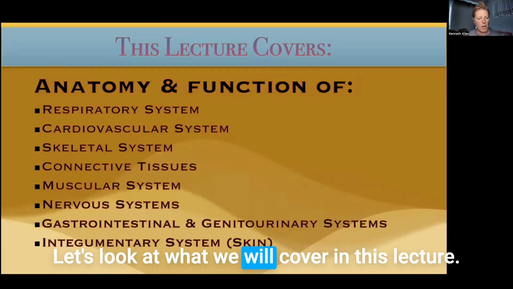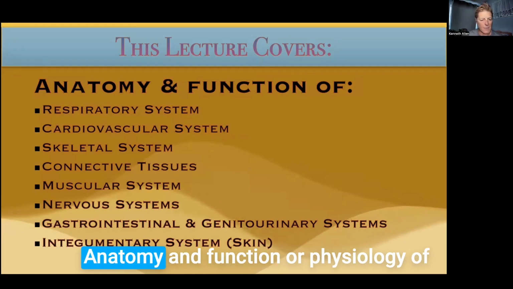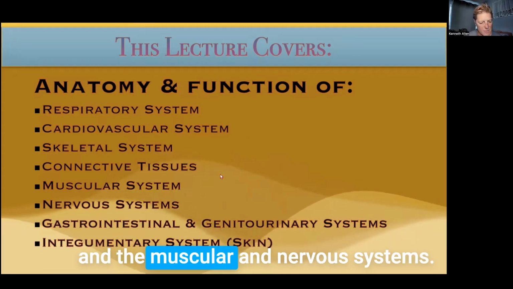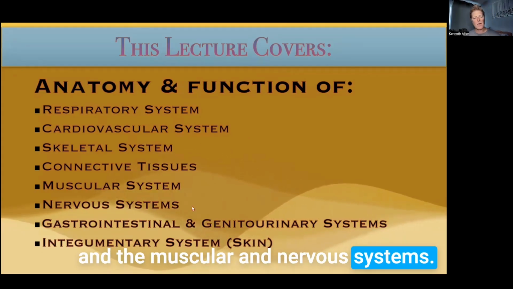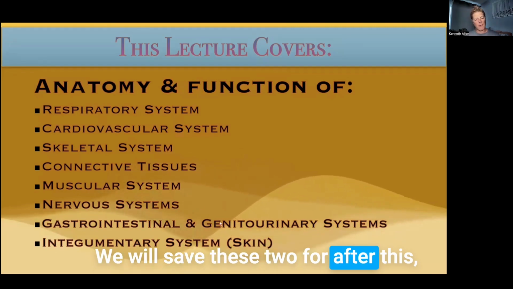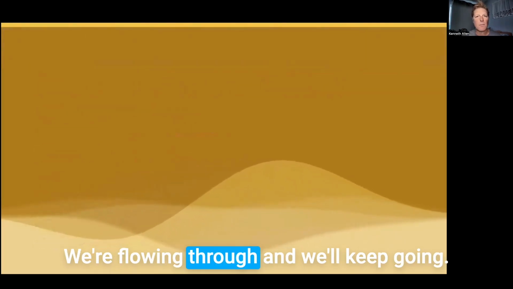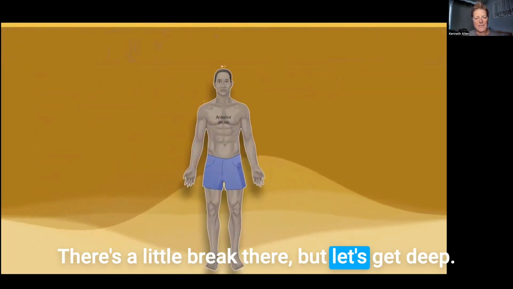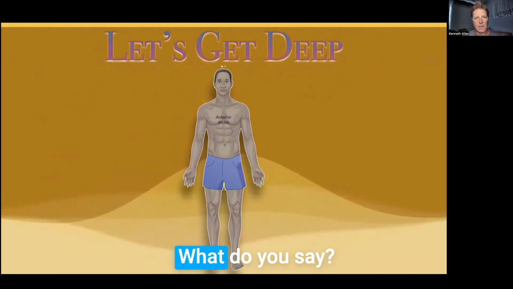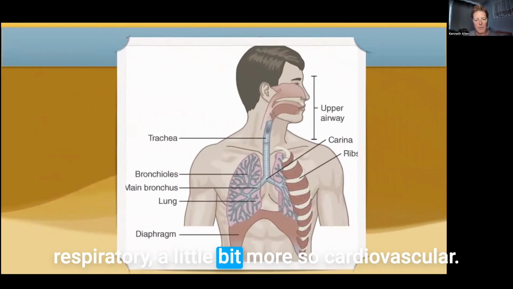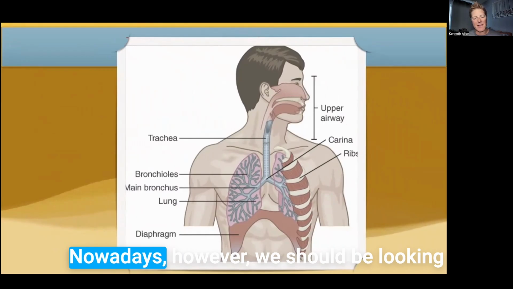Let's look at what we will cover in this lecture: anatomy and function, or physiology, of respiratory, cardiovascular, skeletal, connective, and the muscular and nervous systems. We will save these two for after this, unless we have a little bit of time we're flowing through, and we'll keep going. There's a little break there, but let's get deep. What do you say? So in ABCs, our first concern is always respiratory. A little bit more so cardiovascular nowadays.